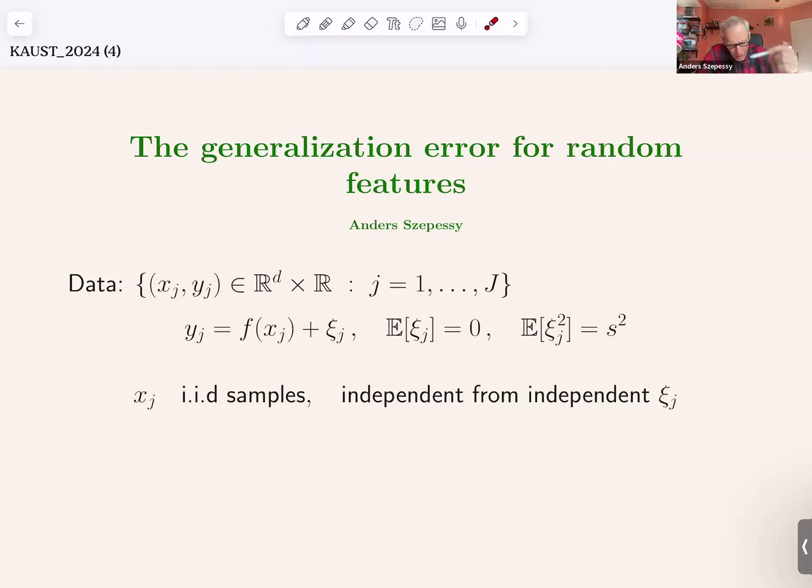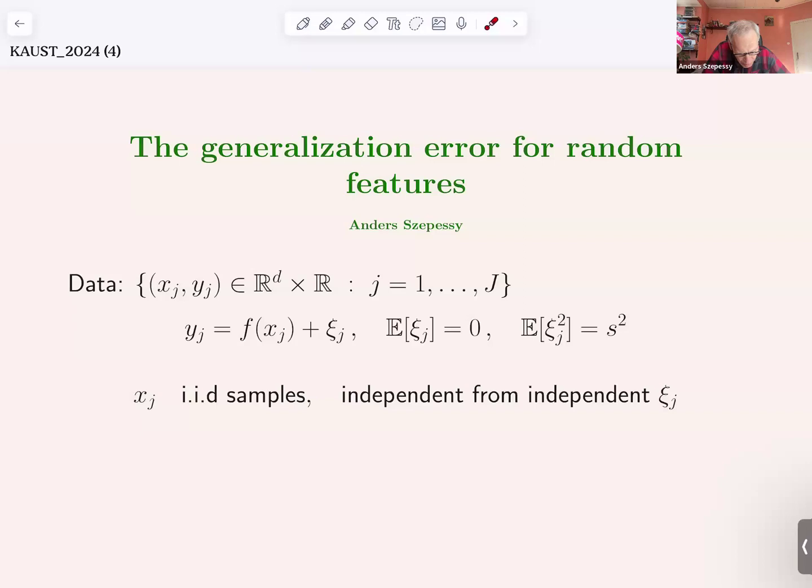So the title is Generalization Error for Random Features, and I will try to present a simple proof for that. First comes the setup.